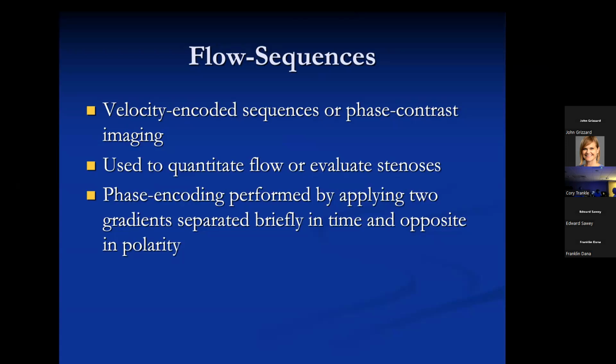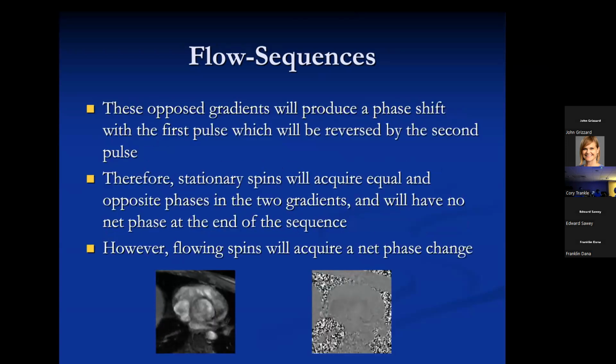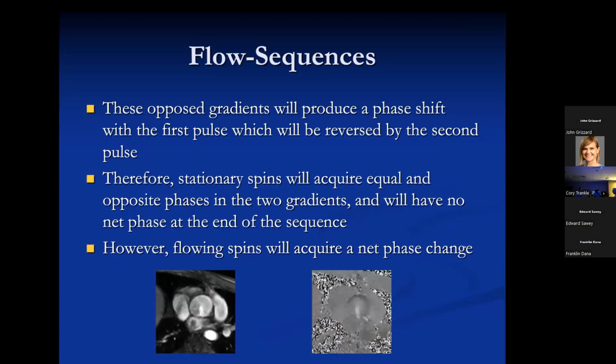But you can do these flow sequences, and they're obtained by applying two opposing gradients that are separated briefly in time. They're opposite in direction. So what ends up happening is the stationary tissues don't acquire a net phase change, but flowing structures or protons moving through the slice will see different parts of that pulse. It may see one pulse entirely, but miss the second pulse entirely, or just get a portion of that. And as a result, you can encode both the direction and velocity of flow by using the phase change.